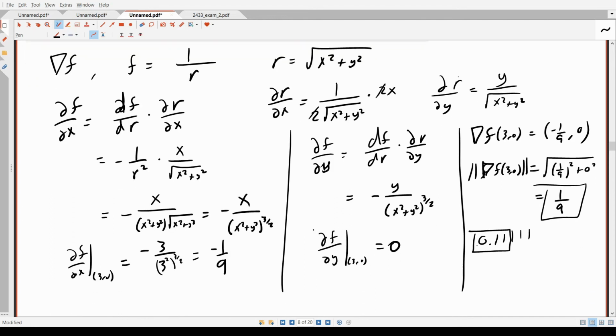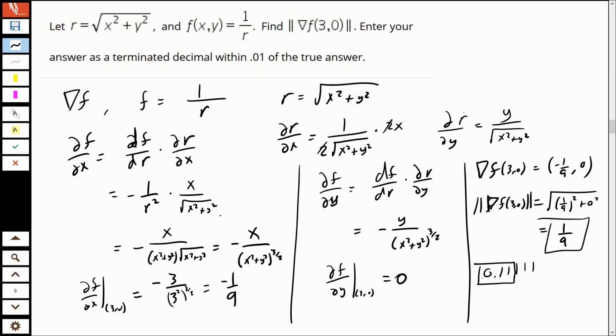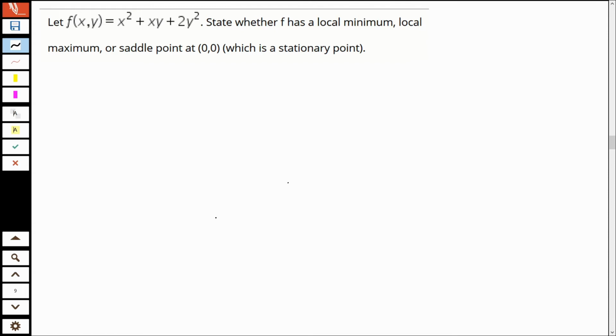Okay, next question. State whether f has a local minimum, maximum, or saddle point at (0, 0). And it tells us that it's a stationary point.